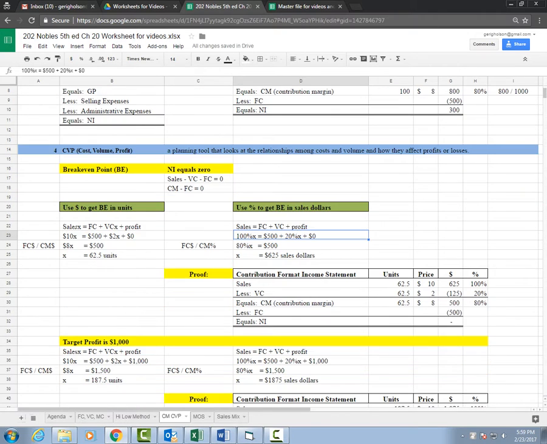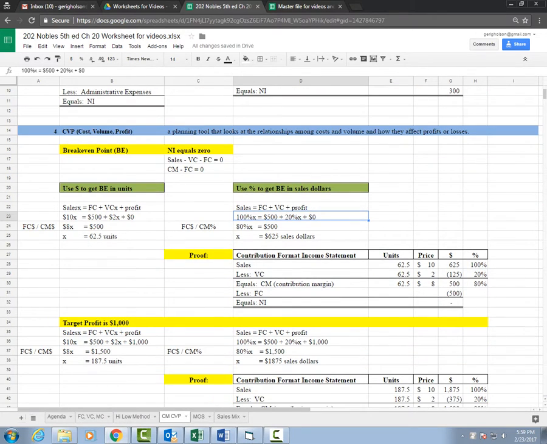Okay? You know what? I love this stuff because it's fun to work, because I had a great algebra teacher in high school, and all it is is algebra. So I want to prove that I'm right, because I like to be right, and I can do that every time with this. So I'm going to set up my format for my contribution format income statement. I'm going to plug in my 62.5 units, my $10, $2, and $8, run the math, subtract the fixed cost. Lo and behold, net income is 0.